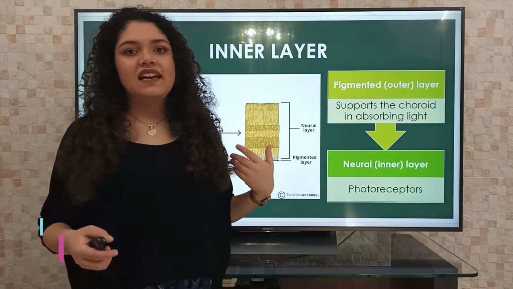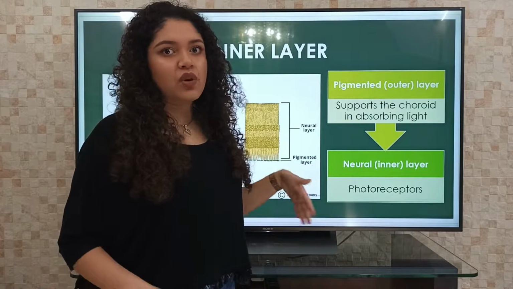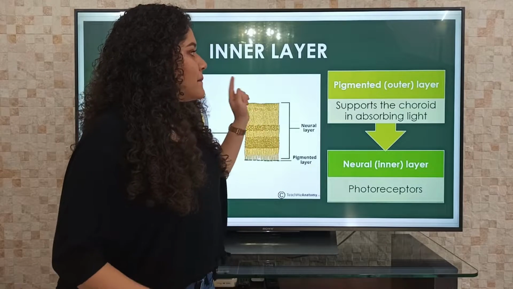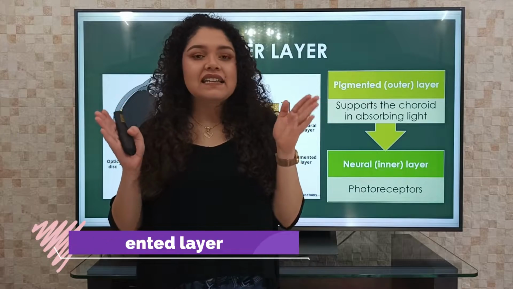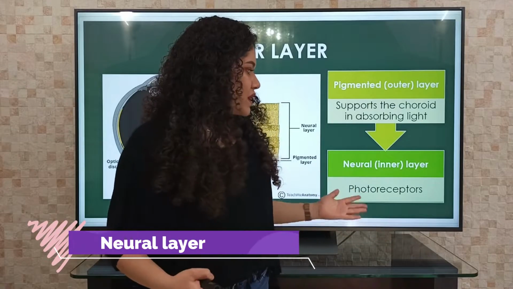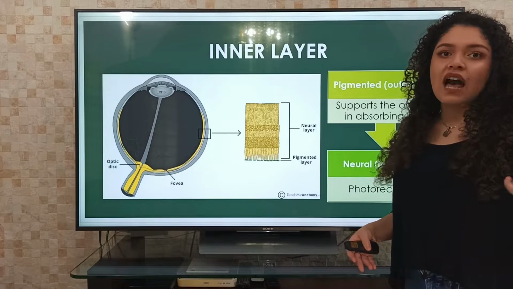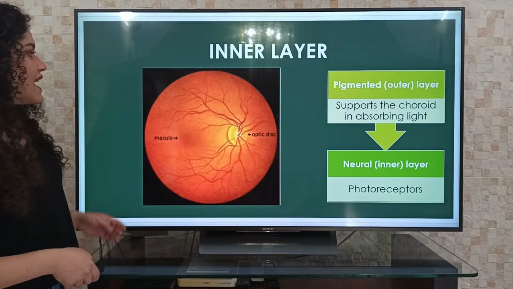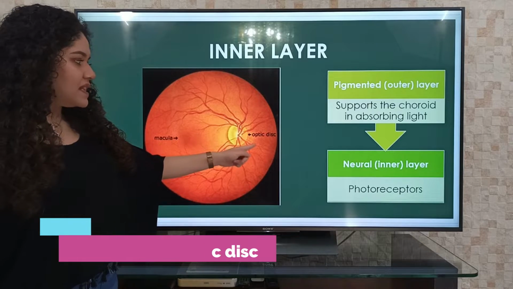We can divide the inner layer into different structures. The pigment or outer layer, which is the same, and the neural or inner layer, which is also the same. The pigment layer supports the choroid and also helps to focus on an exact point, and the neural layer has different kinds of photoreceptors. And in the picture we can see the two different structures that we were talking about. Here we can see the fundus, which has the macula and the optic disc.